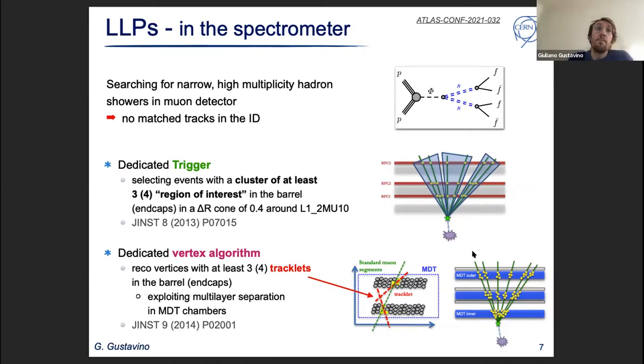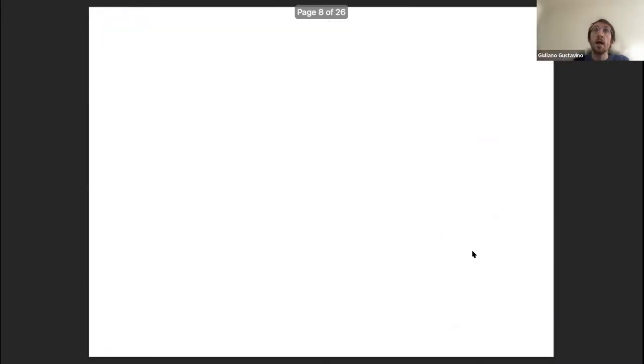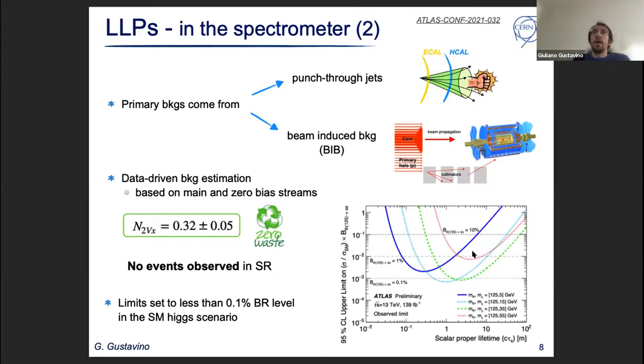Later, we use a dedicated vertex algorithm, which reconstructs vertices with at least three or four tracklets, which are these muon segments, exploiting the multi-layer separation in the MDT chambers, which have a different topology with respect to the standard muon segment. Okay. So even in this case, the residual background events are not coming from Standard Model processes, so it's not easy to simulate this kind of event topology.